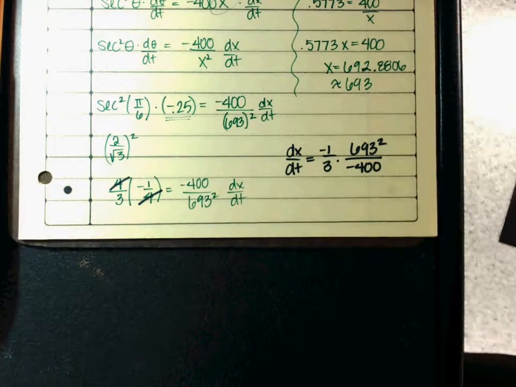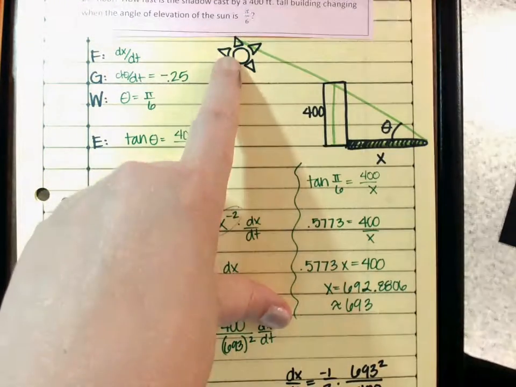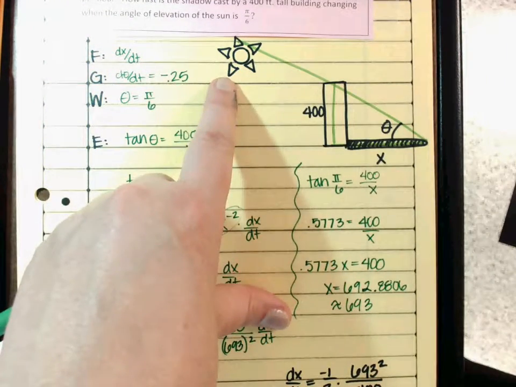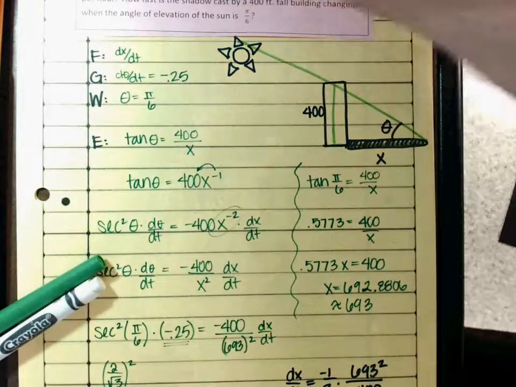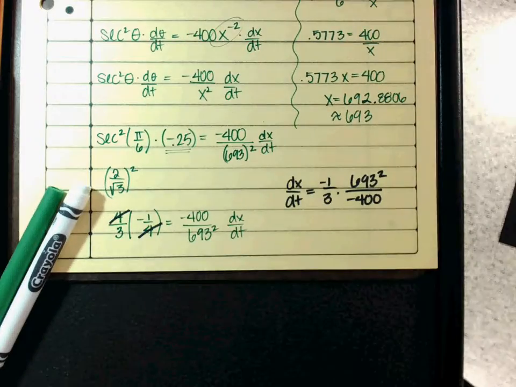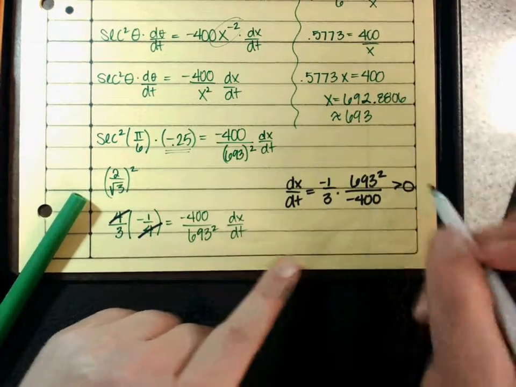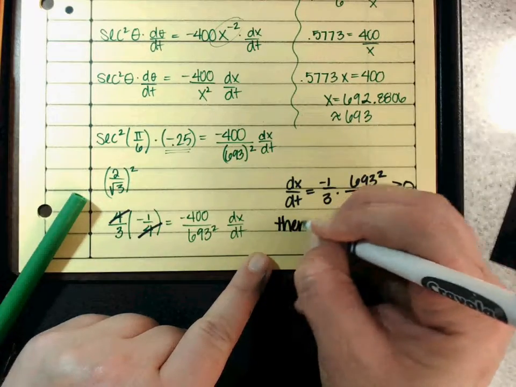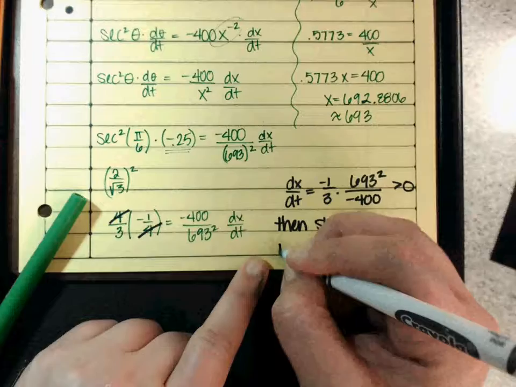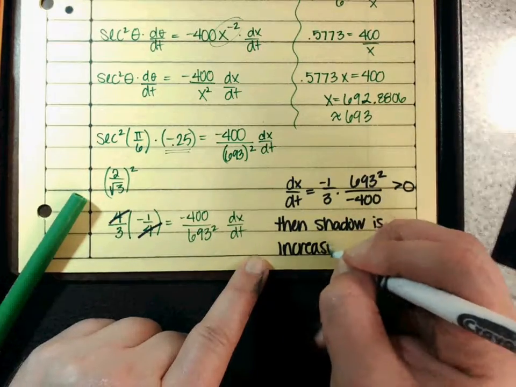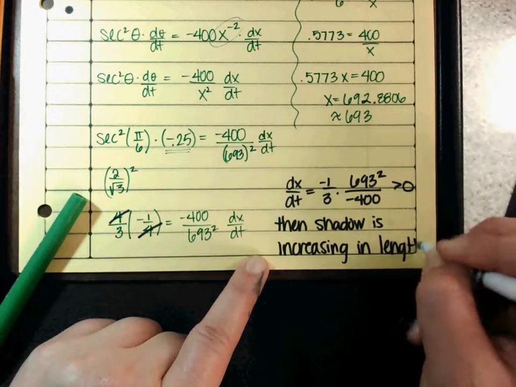So I'm going to come up for a second. As the sun goes down, is that going to make the shadow longer? Yes. Yes, that should make sense to you. Okay, that my shadow is getting longer if that rate came out to be positive. Okay? So overall, this is greater than 0. Then shadow is increasing in length. Okay?